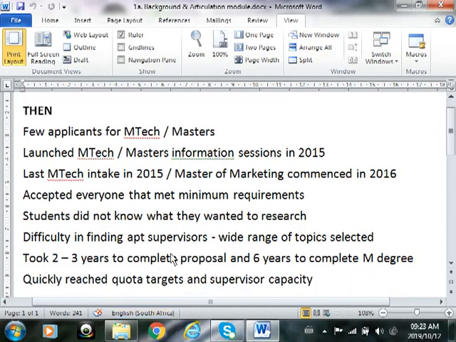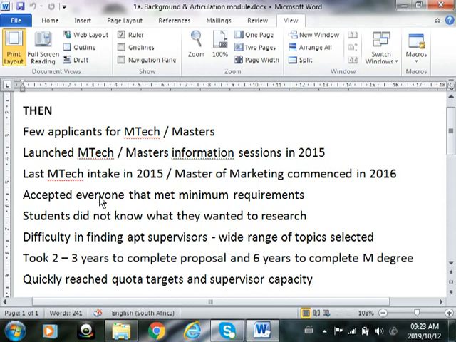A few years back, we really did not have many applicants for the MTech or the Masters. And so I made it my goal to try and grow this program. My first step to grow the postgraduate program was the first Master's Information session, which was conducted in 2015 and just about every year thereafter. Okay?